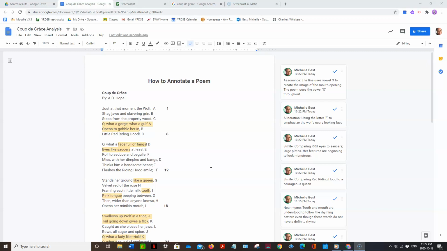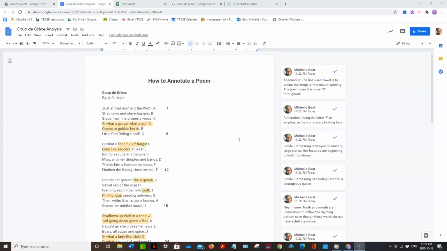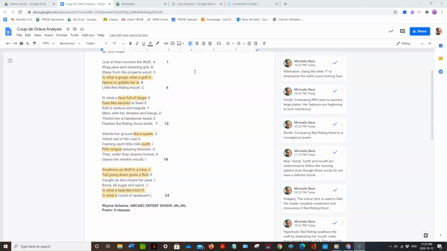This short lesson is going to show you how to annotate a poem using Google Docs. The poem we're using is Coup de Grace by A.D. Hope, and I've already completed a number of the annotations here. The poem is divided into stanzas. There are 4 stanzas, and we've numbered the lines.